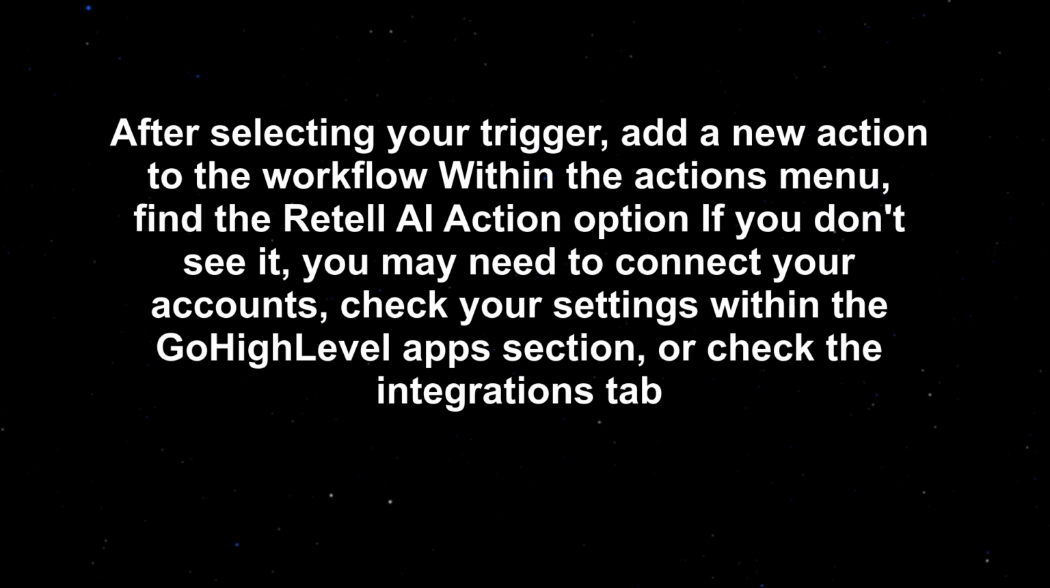After selecting your trigger, add a new action to the workflow within the Actions menu. Find the Retell AI action option. If you don't see it, you may need to connect your accounts. Check your settings within the GoHighLevel app section, or check the Integrations tab.